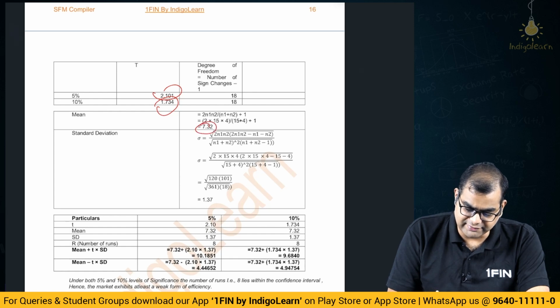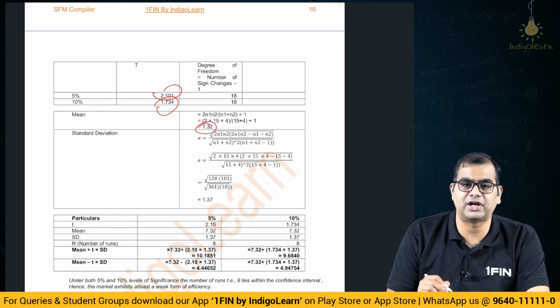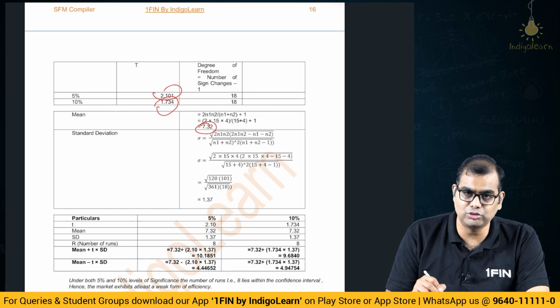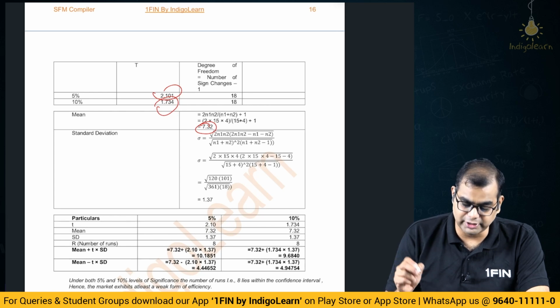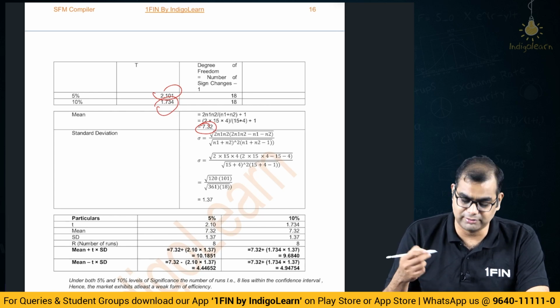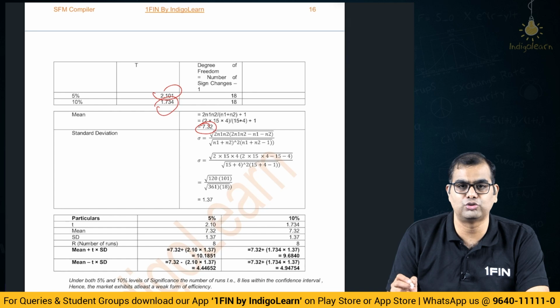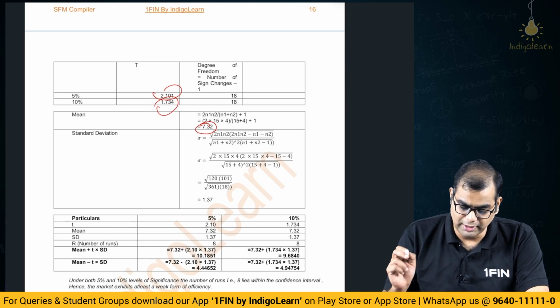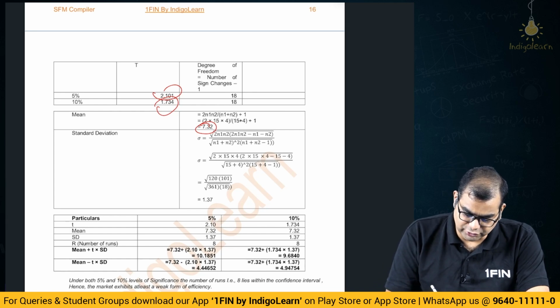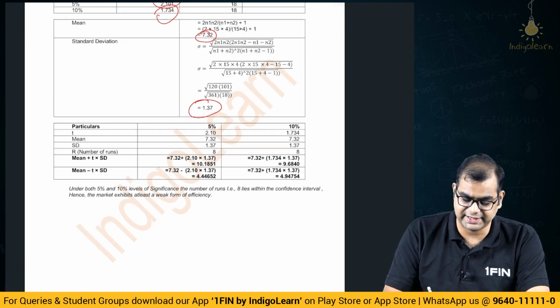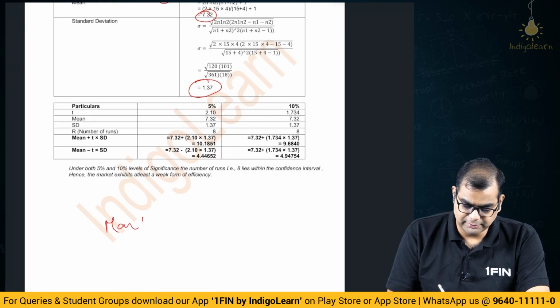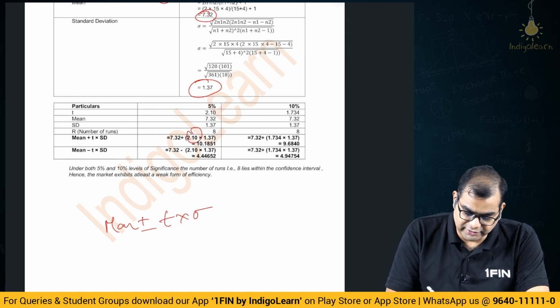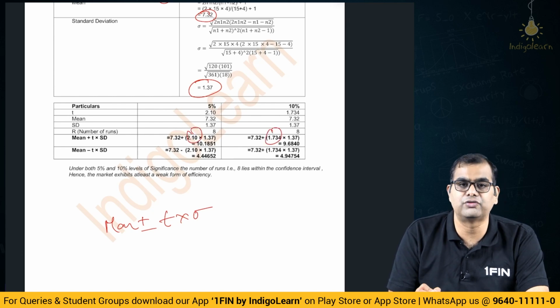So, you get a mean of 7.32, and the standard deviation is the square root of 2n1n2 into (2n1n2 minus n1 minus n2) divided by (n1 plus n2) whole square into (n1 plus n2 minus 1). If you do that, you get a standard deviation of 1.37. So, mean plus or minus t value into standard deviation, that is the rule. The t value is given as 2.1 for 5% and 1.734 for 10%.